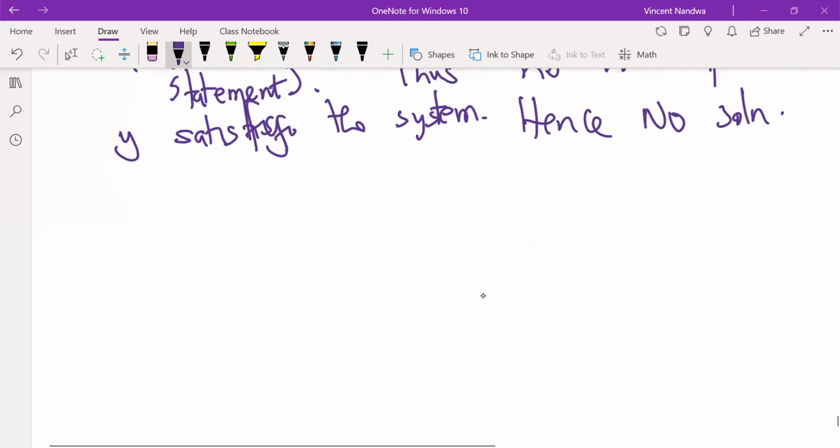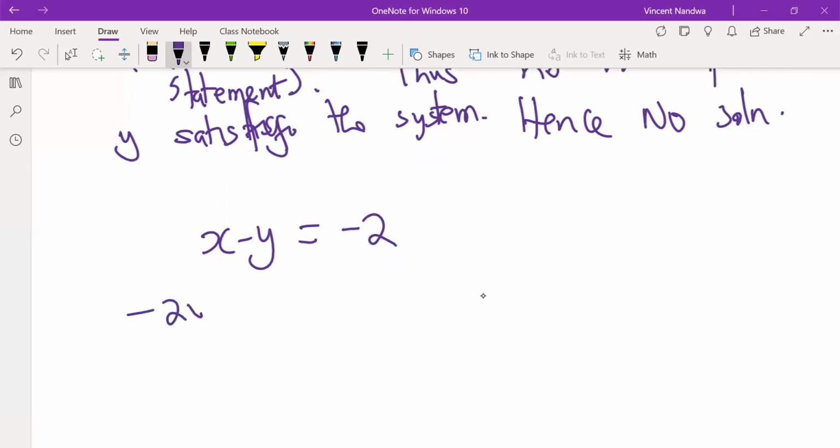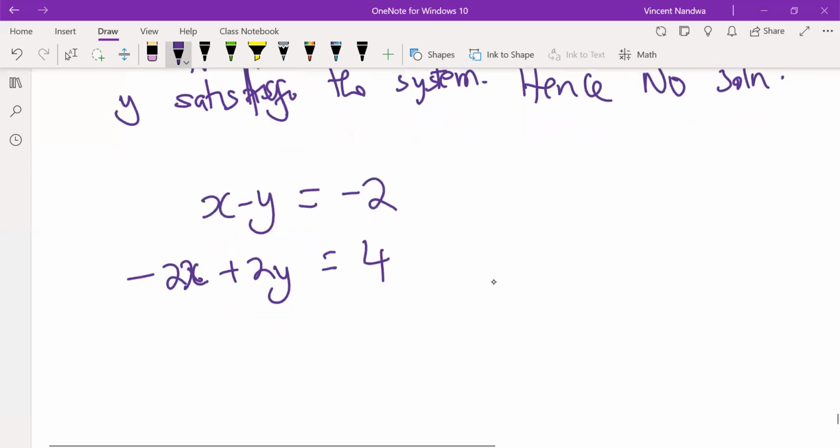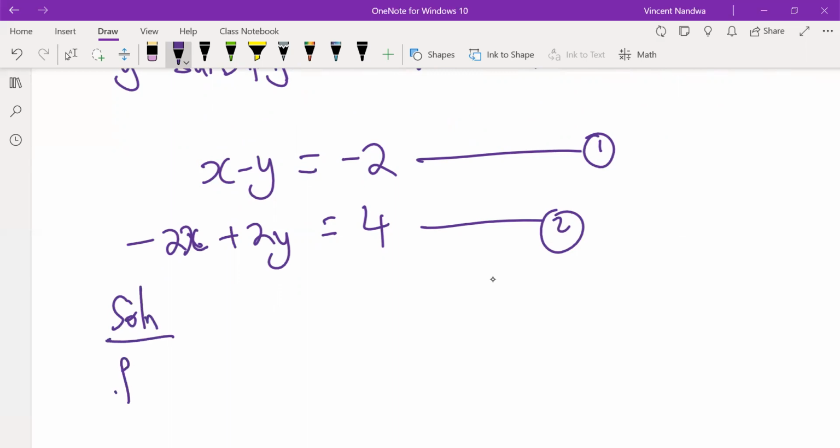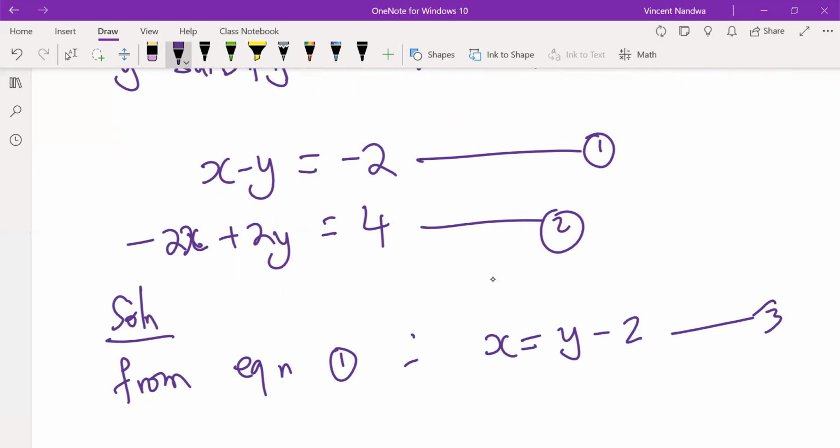And then lastly, let's see, if we have x minus y equals minus 2 and minus 2x plus 2y equals 4. Now, this is equation 1, this is equation 2. So from equation 1, we have x equals y minus 2. Let's call this one equation 3.